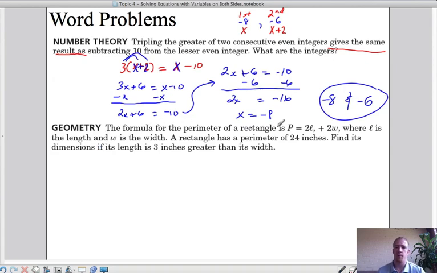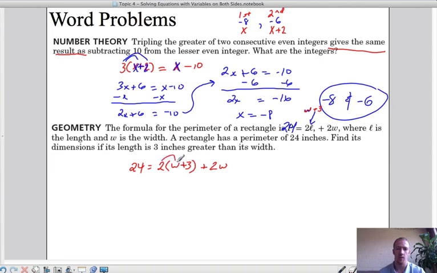The formula for a perimeter of a rectangle is this, where L is length and W is the width. A rectangle has a perimeter of 24. So the perimeter is equal to 24, where L is the length, find the dimensions if the length is 3 inches greater than the width. Alright, so that means that length is 3 inches bigger than the width. So that's going to be W plus 3. So we have 24 equals 2 times W plus 3 plus 2W.